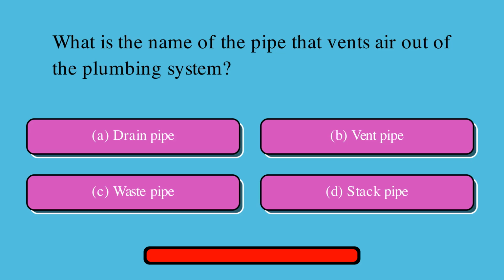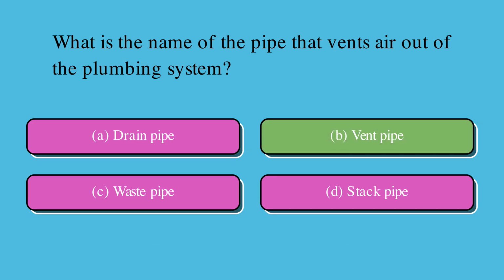What is the name of the pipe that vents air out of the plumbing system? Is it A, drain pipe, B, vent pipe, C, waste pipe, or D, stack pipe? The correct answer is B, vent pipe.